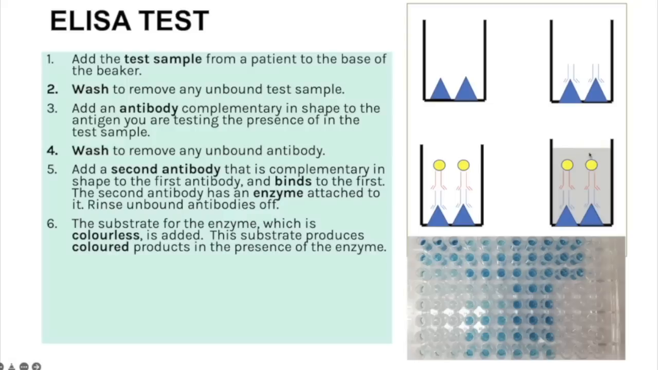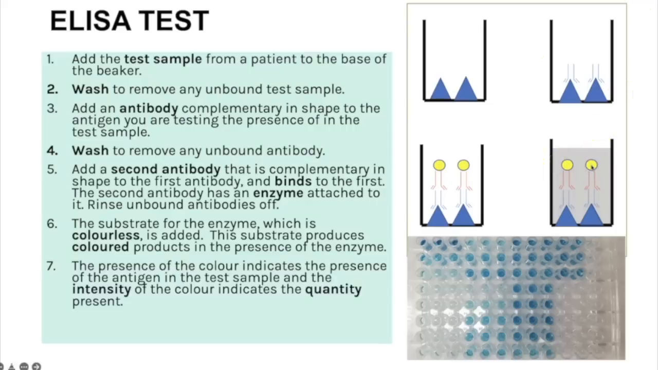And this substrate produces a coloured product when that enzyme is present. So the presence of colour indicates the presence of the antigen in the test sample, and the intensity of the colour indicates the quantity present.